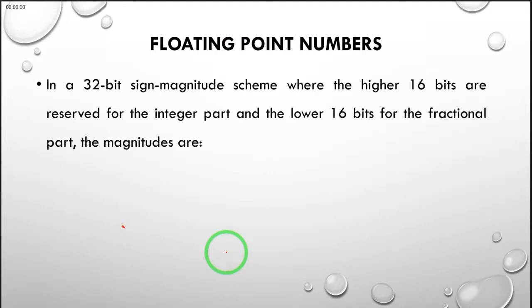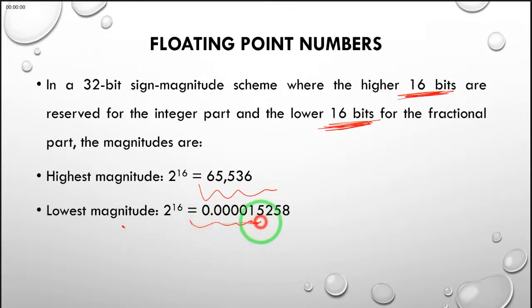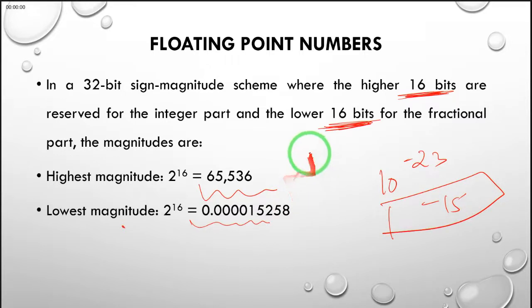For instance, when you are using a 32-bit sign magnitude scheme, you may use 16 bits to represent the whole part and 16 bits to represent the fractional part. In that case, you would be limited to representing numbers with a highest value of 65,000 and a smallest fractional part of 0.0001525, etc. This is quite limiting because some scientific applications have 10 to the power minus 23 or 10 to the power minus 15, whenever you are representing constants like the mass of an atom or Planck's constant, amongst others.